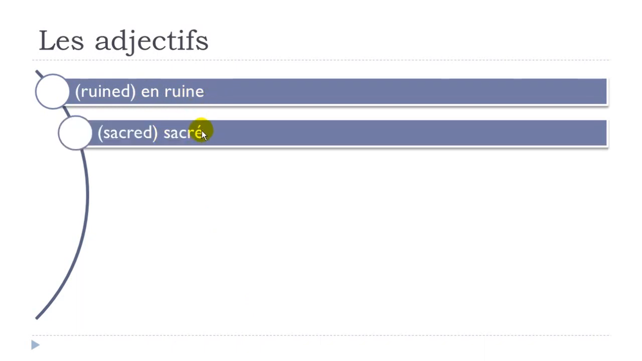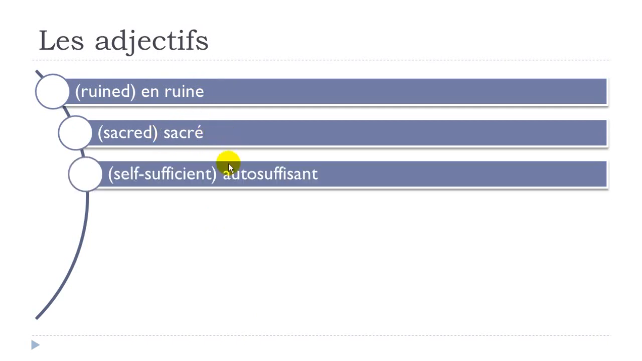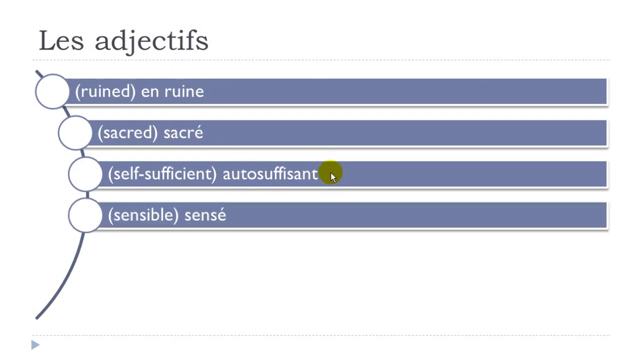Sacré. Accent aigu at the end. Et sacré. Autosuffisant. Final T not pronounced. Autosuffisant. Censé. Final E, accent aigu, et censé.